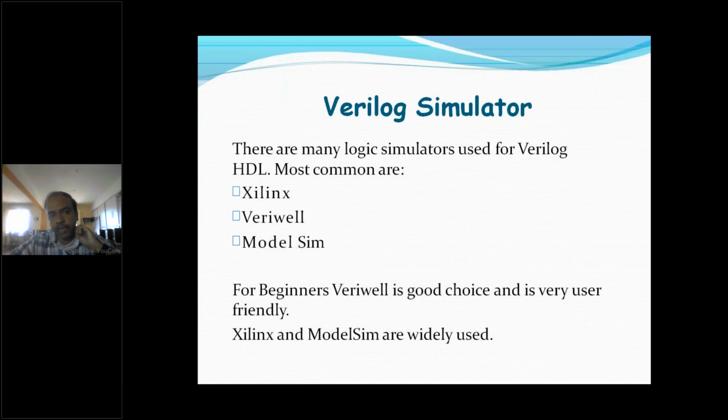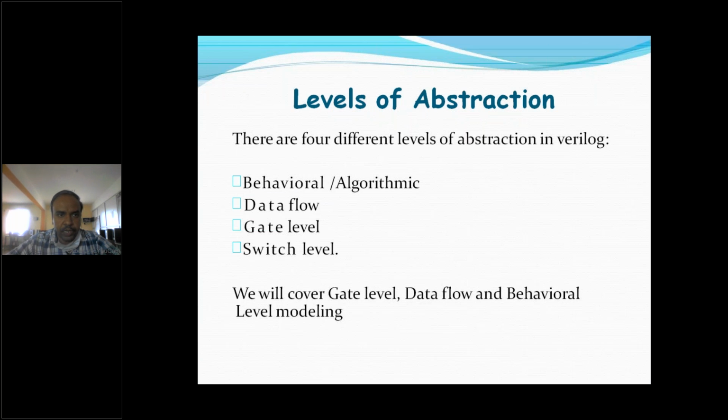Basically, the simulator we are using is Xilinx, version 9.2. Then, levels of abstraction. Mainly, there are four different levels of abstraction in Verilog: behavioral, data flow, gate level, and switch level. These are the standards, or formats, in which you can write any HDL code.